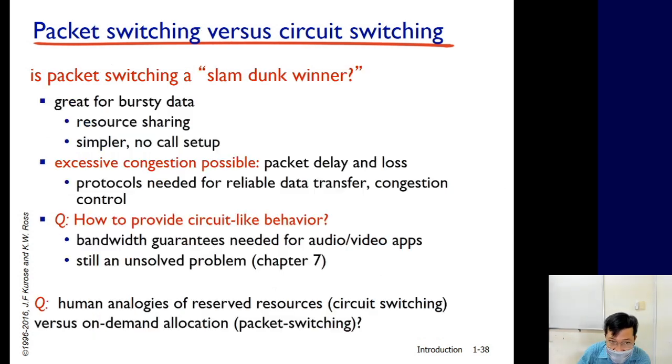So circuit switching limits the number of users that can transmit on this link, and packet switching can have more users share the same link.